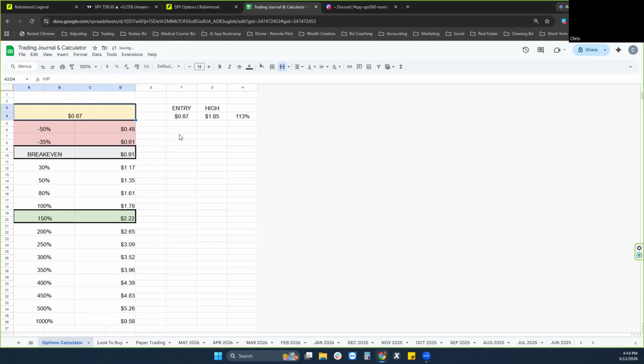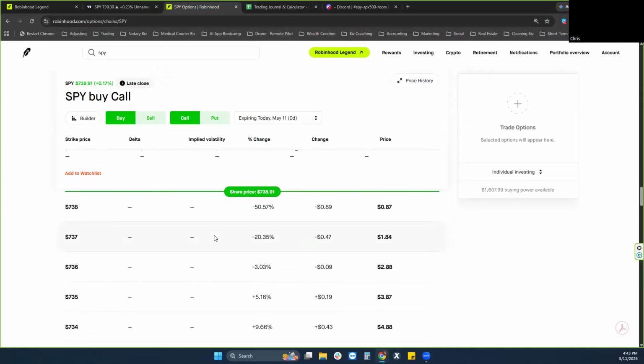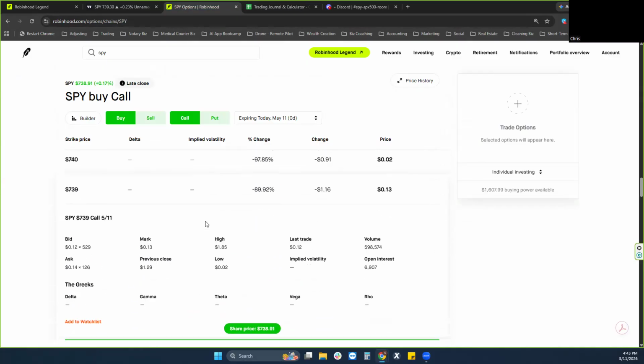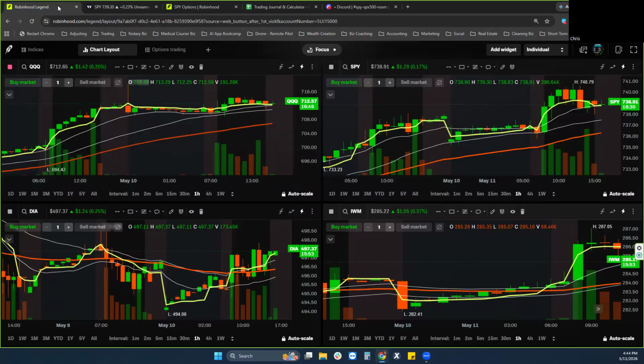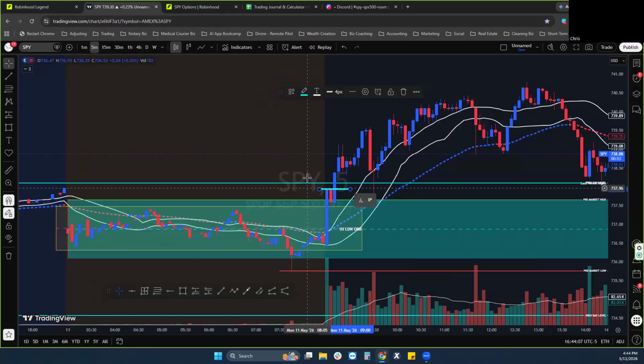We did not get in at that level. And so we got in at 87 cents, which was a late entry, very late entry. And at the high of that, it went to 113. Another way, well, this option is closed now. I was going to say another way, let me add it to the watch list here. Yeah, see, it won't even add it because the market is closed. So going back to TradingView.